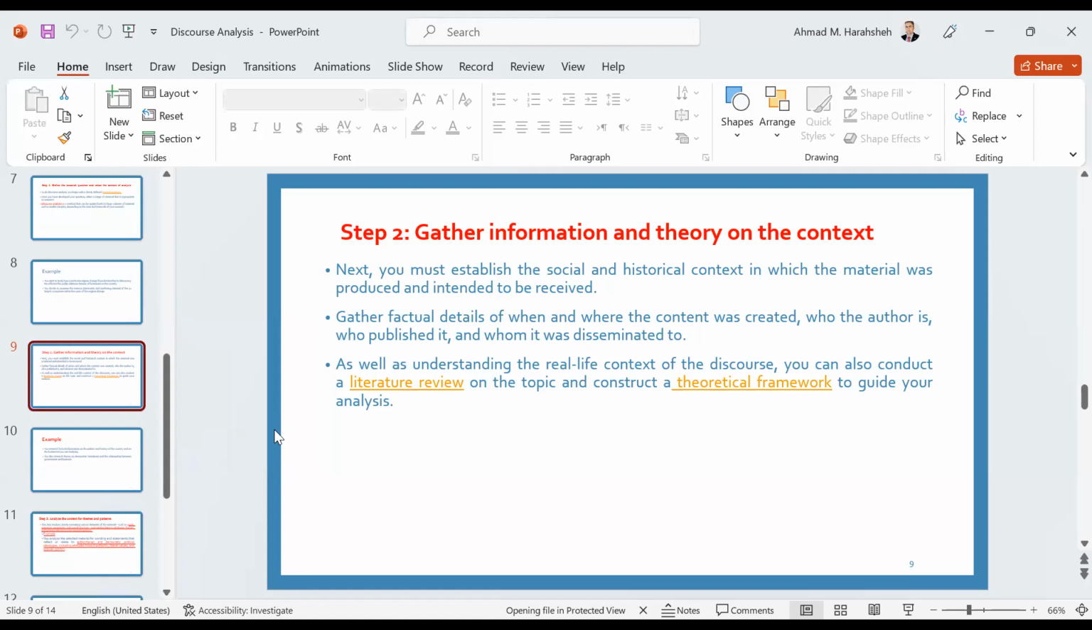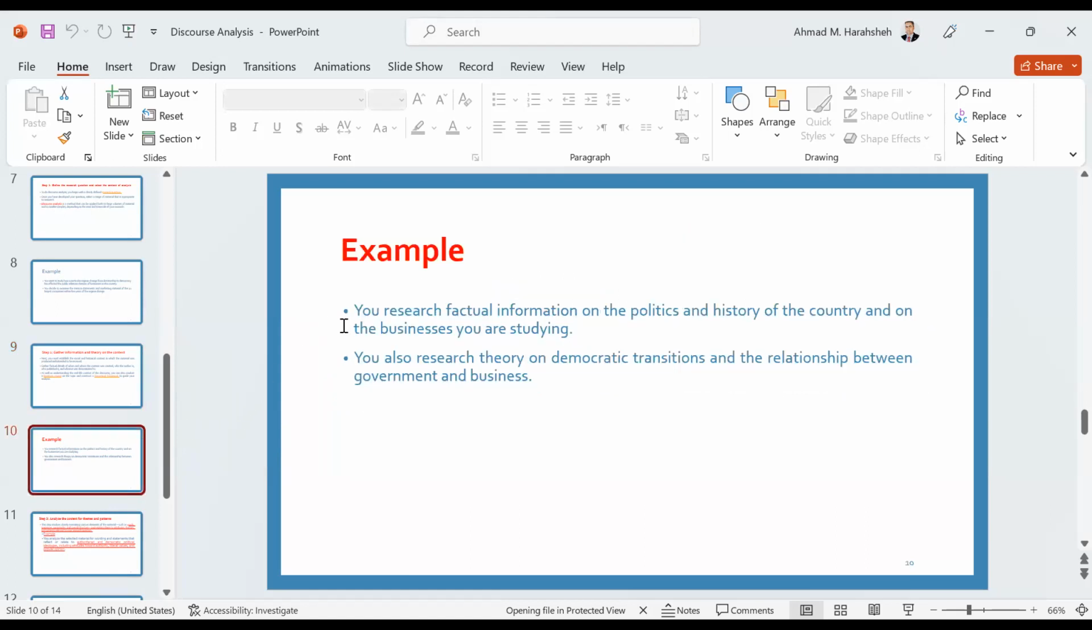Okay, as well as understanding the real life context of the discourse, you can also conduct a literature review on the topic and construct a theoretical framework to guide your analysis. For example, you research factual information on the politics and history of the country and on the business you are studying. You also research theory on democratic transitions and the relationship between government and business.